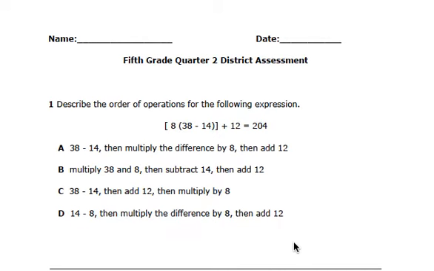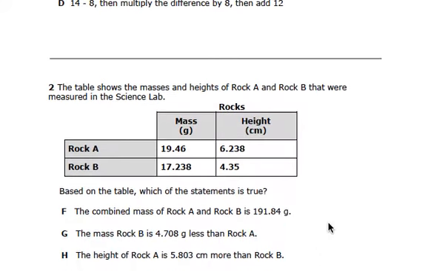Describe the order of operations for the following expression. A, 38 minus 14, then multiply the difference by 8, then add 12. B, multiply 38 and 8, then subtract 14, then add 12. C, 38 minus 14, then add 12, then multiply by 8. D, 14 minus 8, then multiply the difference by 8, then add 12.